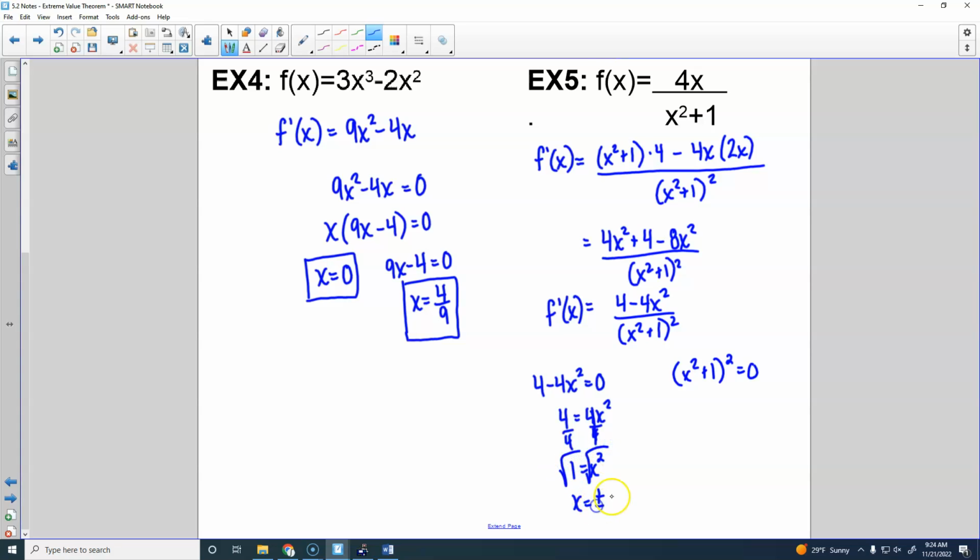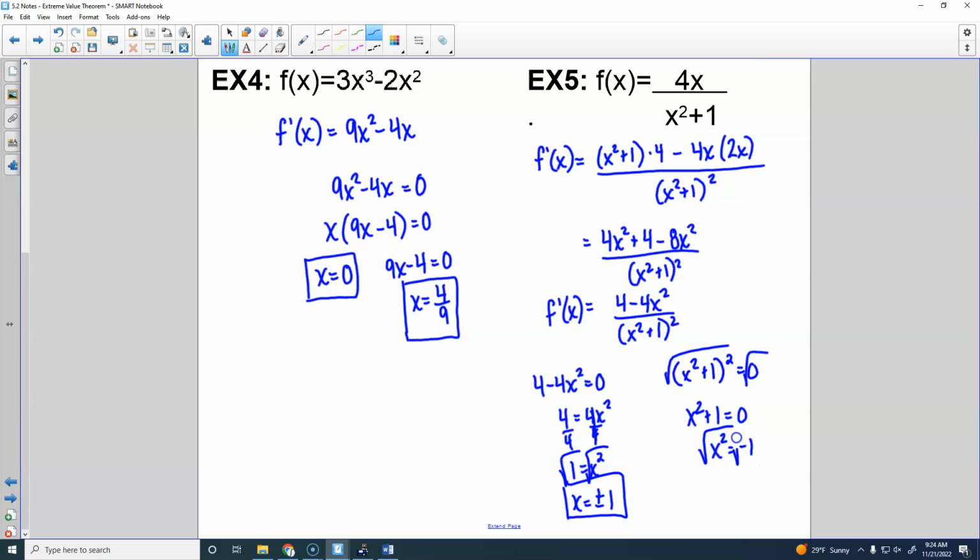Plus or minus 1. So we have two critical points there, positive 1 and negative 1. When you square root both sides, make sure you remember to do the plus or minus. For x squared plus 1 squared, you would square root both sides. So that would give you x squared plus 1 equals 0. You would move the 1 over. That would give you x squared equals negative 1.